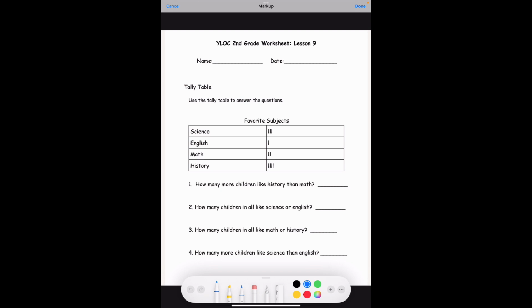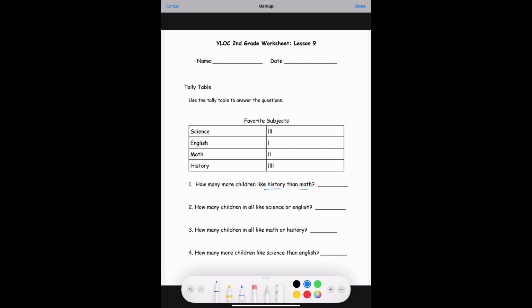Let's start off by looking at the tally table that we did last week. It says, use the tally table to answer the questions. And remember, each line is a tally, and each tally represents one person. So let's see, question 1. How many more children like history than math?